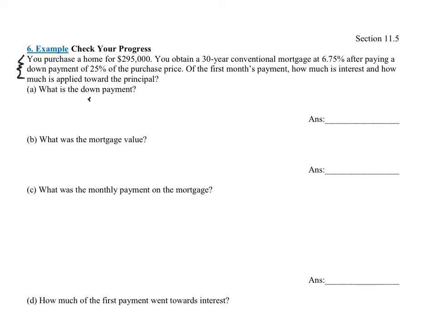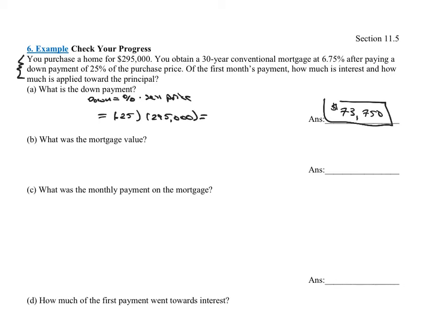First thing again, we're going to calculate that down payment, which you always do the percentage times the sale price. So the percentage is 25%. As a decimal, that's 0.25. The sale price of the home was $295,000. So that means we have a down payment of $73,750.